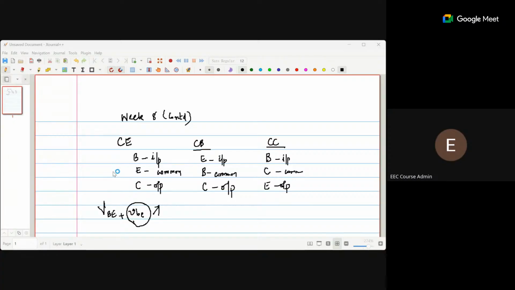The coupling capacitor connected at the output side, that means to the collector terminal, makes sure that it eliminates the DC component of the output, so that we get only the amplified version of the signal.